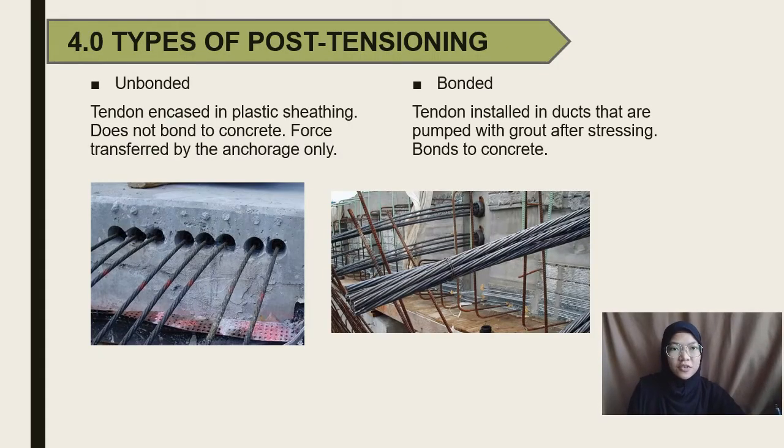There are two main types of post-tensioning. The first type is the unbonded system and the second type is the bonded system. For the unbonded system, the tendon is encased in plastic sheeting and the tendons do not bond to the concrete. Force will be transferred by the anchorage only. For the bonded system, the tendon is installed in ducts that are pumped with grout after stressing. The tendons will bond to the concrete.